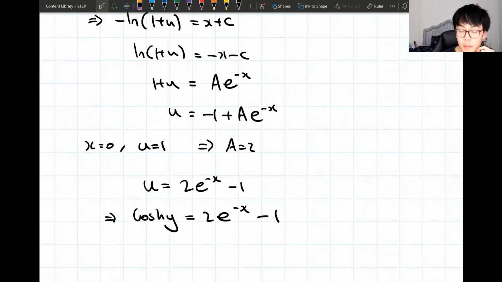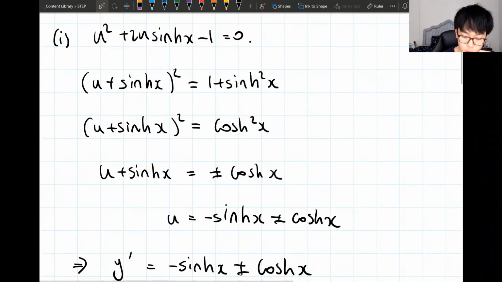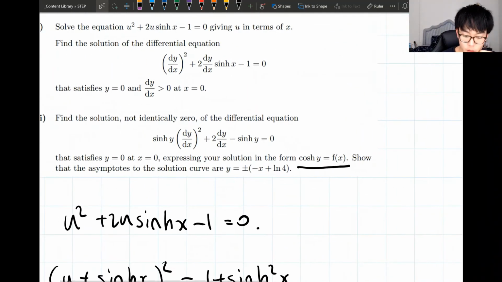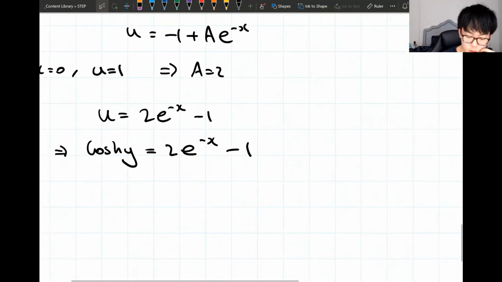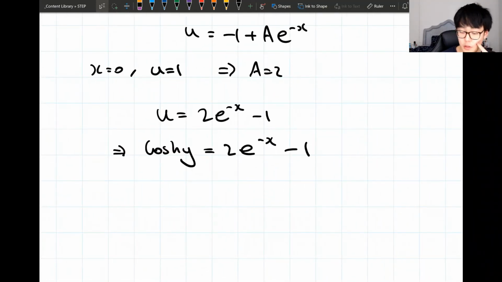Now let's take a look at the final part of the question, which is slightly trickier. So show that the asymptotes to the solution curve are y is equal to plus or minus, minus x plus the natural log of 4. First thing first is to consider what we mean by an asymptote. An asymptote is what the curve roughly looks like when the magnitude of x and the magnitude of y approach infinity. So there kind of are two. We want to talk about what happens when x approaches infinity, x approaches negative infinity, when y approaches infinity, and similarly y approaches negative infinity.